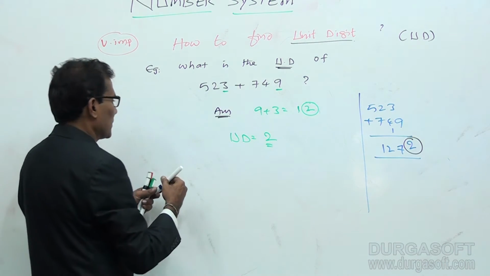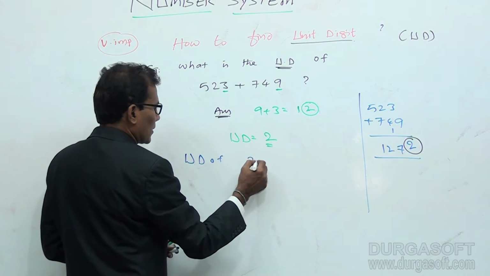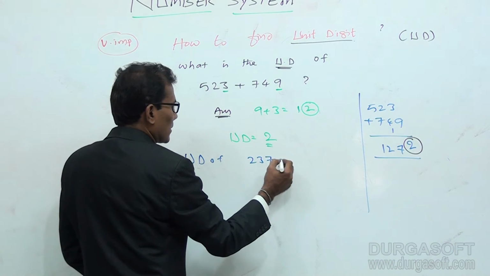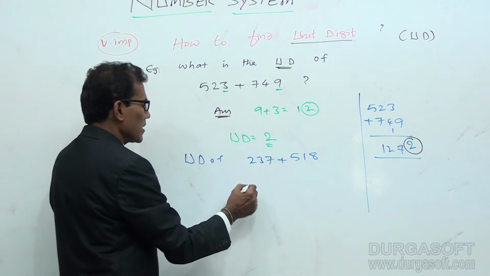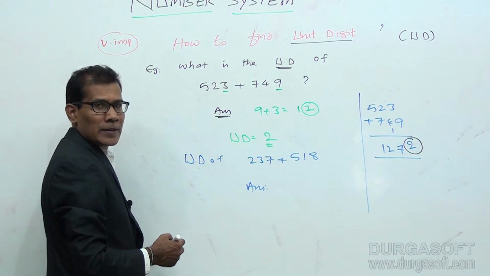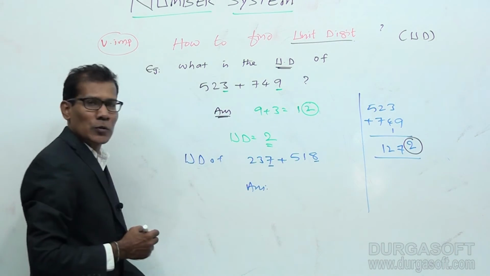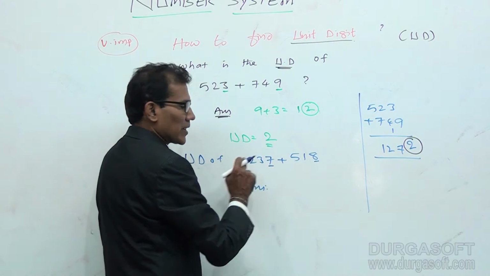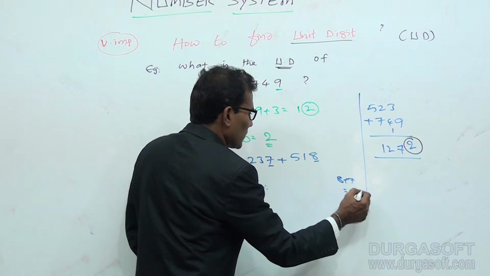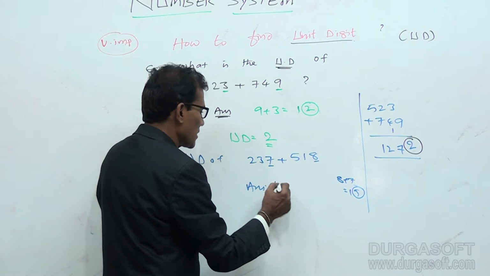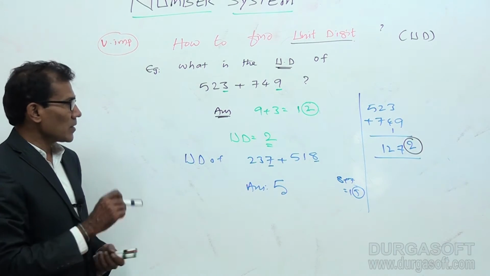Take another example. Unit digit of 237 plus 518. Your answer is going to come in a second. No need to perform the complete addition. Just take the unit digits of the two numbers and perform 8 plus 7. 8 plus 7 is 15. From this you take only the unit digit. So your answer is going to be 5. This is how we work out the unit digit in the case of addition.